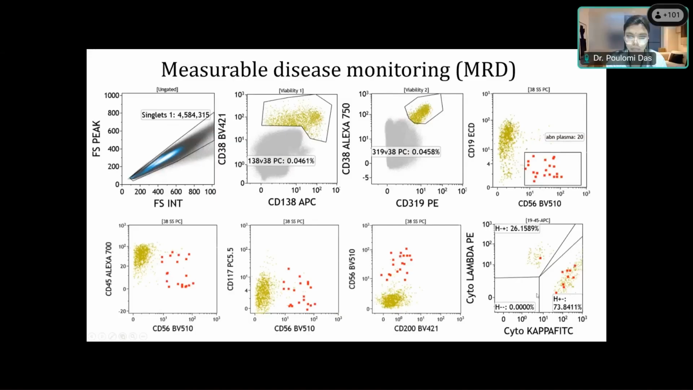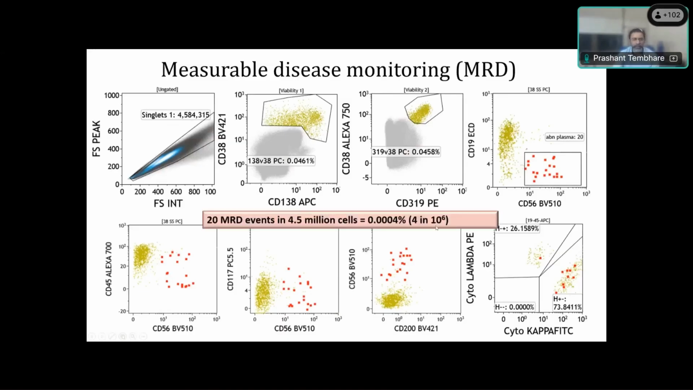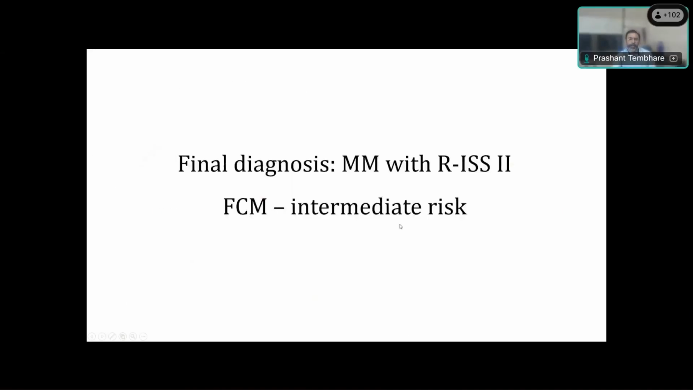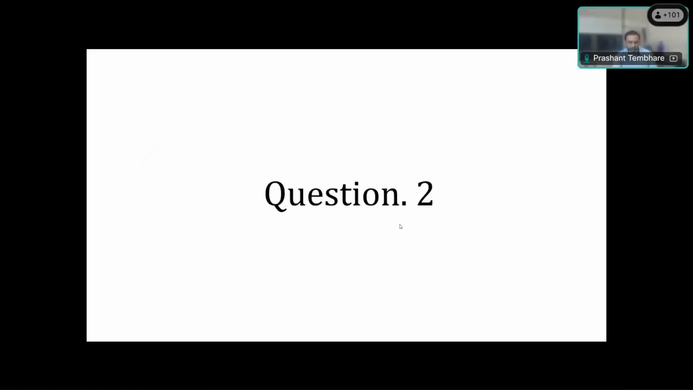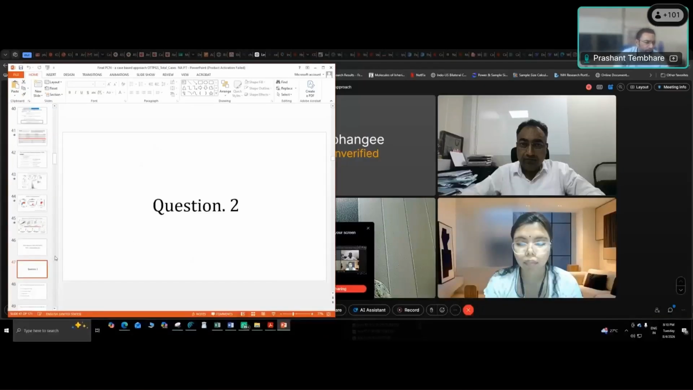But you can see almost all these plasma cells are clonal, showing the kappa restriction. Only one dot is lambda, which confirms these are clonal abnormal plasma cells at a very low level. Here we acquired almost 4.5 million cells, so 20 in 4.5 million cells. You can see the level of MRD was 0.0004%. So this patient was multiple myeloma with revised ISS stage 2, that is intermediate. Okay, so that was about myeloma prognostication.